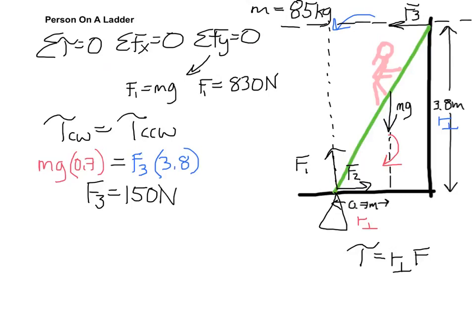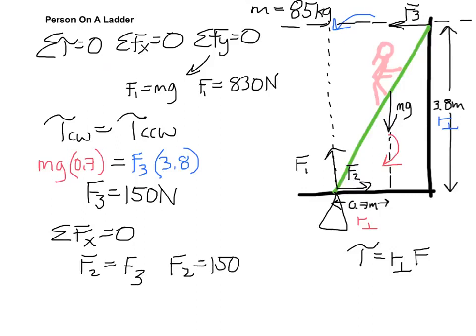Okay, so our last problem is to solve for F2. So using the fact that the sum of the forces in the x direction are balanced, we know that F2 has to balance F3, and we know F3, so F2 also equals 150 newtons. So here's your three final answers.